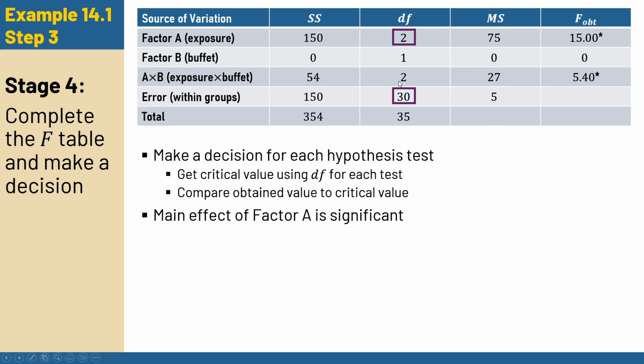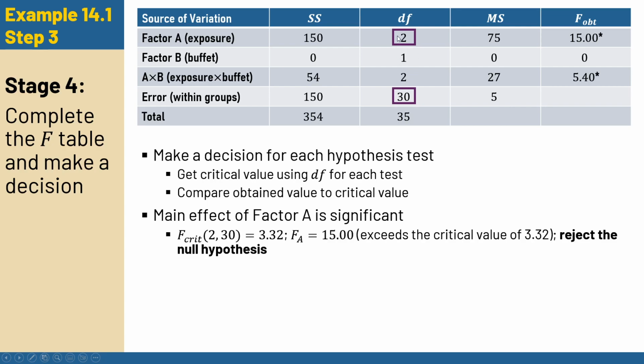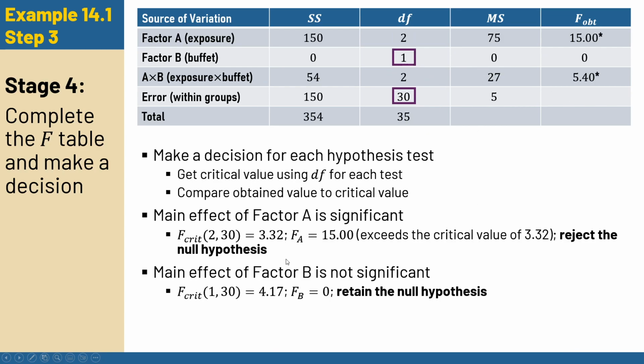So for example, the main effect of factor A is significant. Here for factor A, our degrees of freedom are 2 and 30. So we'll use those to look up our critical value of F. And our F obtained for A is obviously much greater than 3.32. Therefore, we will reject the null. Factor B is not significant. New degrees of freedom of 1 and 30. We find our critical value. F for B is 0. So clearly, we're retaining the null.